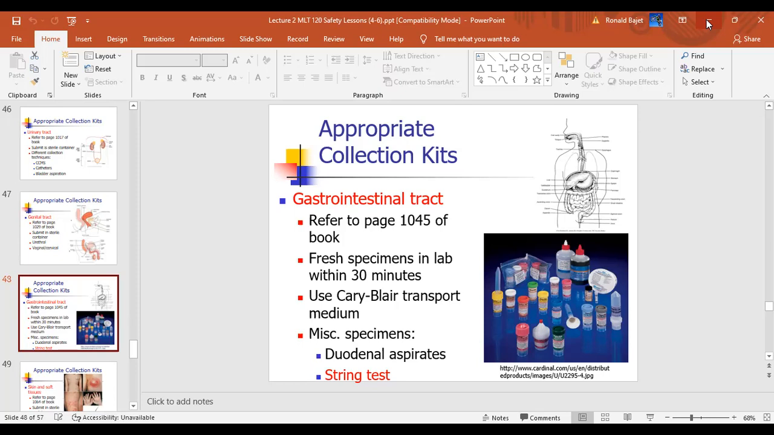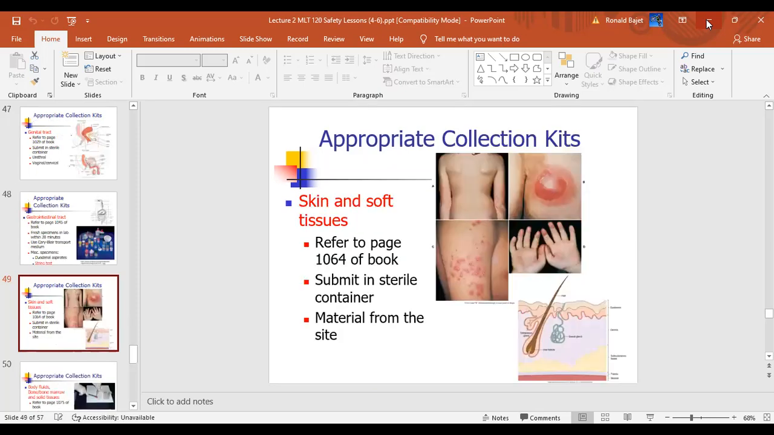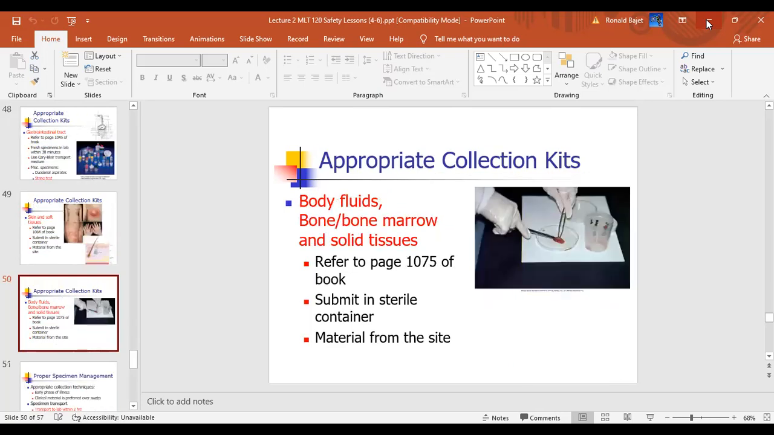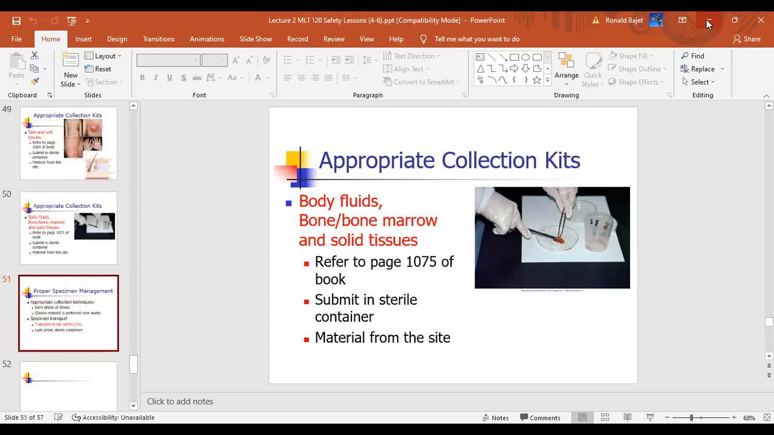Skin and soft tissues, submit in a sterile container. The best culture material is actual material from the site, for skin and soft tissues. Same for body fluid, bone and bone marrow, and solid tissues. Submit in a sterile container, of course, and the best specimen is the actual specimen, as opposed to a swab. They can swab that specimen or submit the actual specimen to the laboratory. Actual specimen is the best specimen.